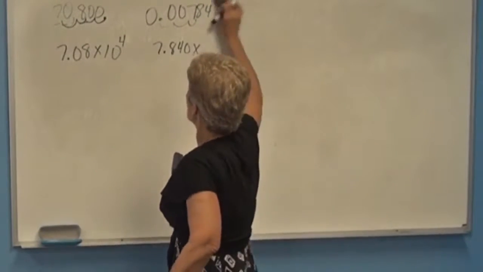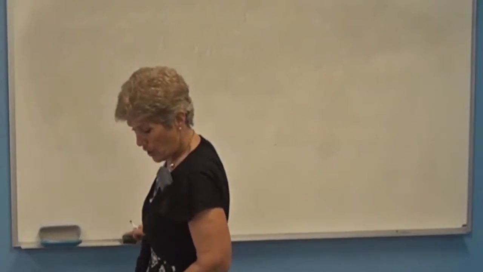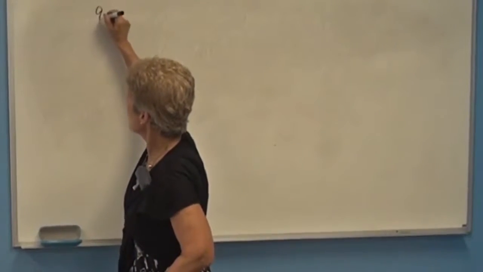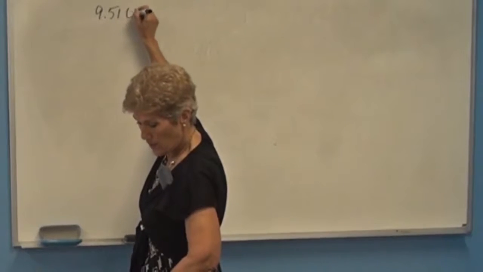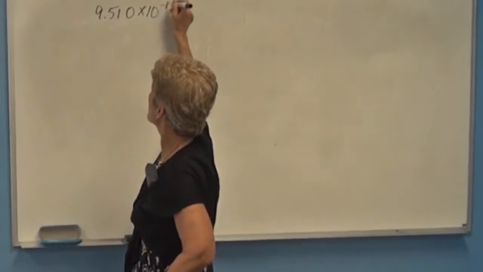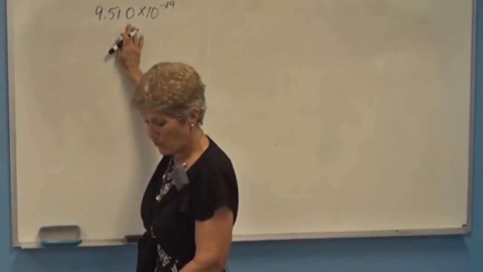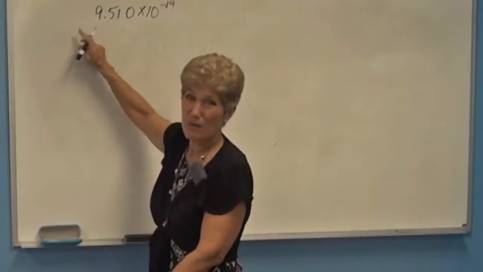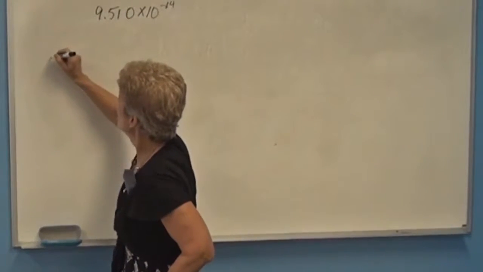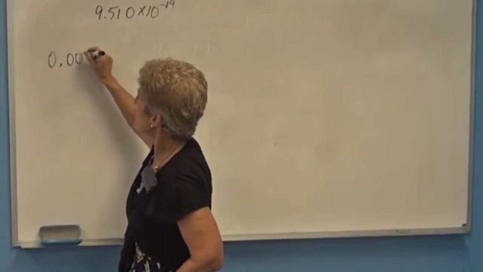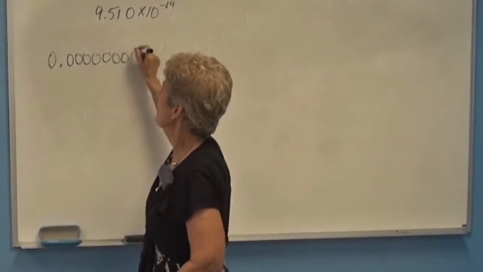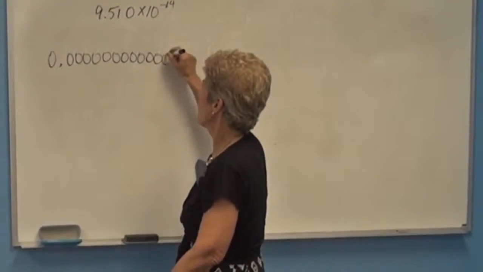Then on number 10, it says convert these numbers into decimal notation. So we have 9.510 times 10 to the negative 14th. Remember, all of these are significant figures. We've got to go 14 times back that way. That's what they want. So in other words, 1, 2, 3, 4, 5, 6, 7, 8, 9, 10, 11, 12, 13.